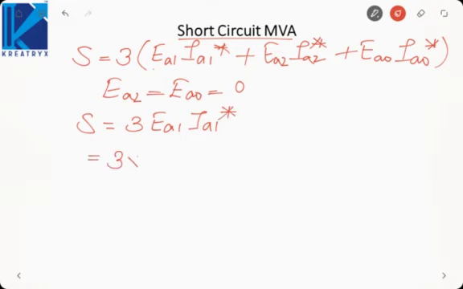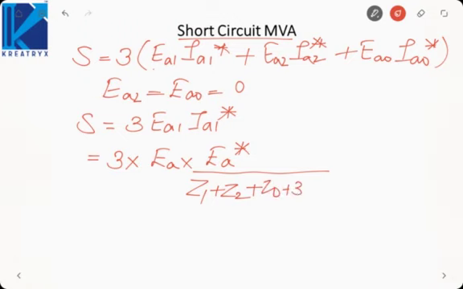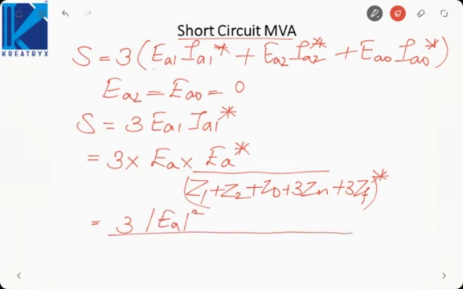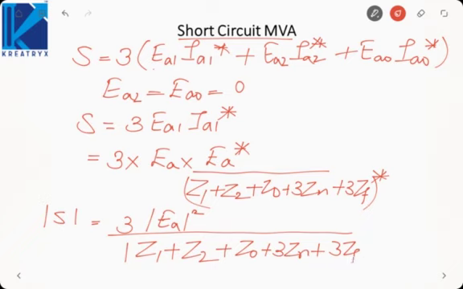Now this will be 3 times EA1, which is EA, times IA1, which is EA upon Z1 plus Z2 plus Z0 plus 3ZN plus 3ZF. Now EA into EA conjugate will give 3 into mod EA square, by, if we talk about mod S, mod of Z1 plus Z2 plus Z0 plus 3ZN plus 3ZF.